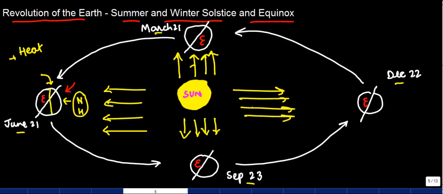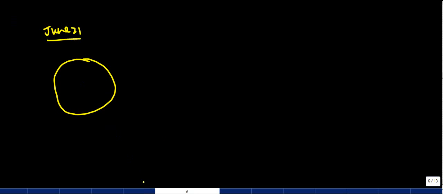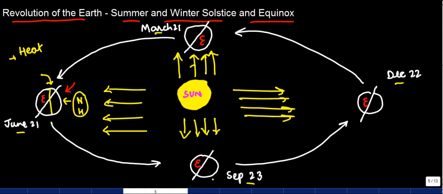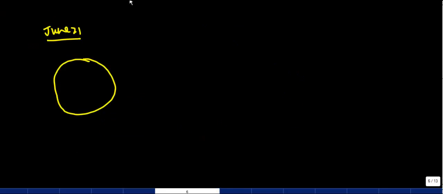I think let me explain this to you a bit more in detail. So let's say this is the earth and I'm talking about the position on June the 21st, right? This is something which we have depicted over here, but let me just explain this independently to you. So let's say this is the earth, this is the sun.